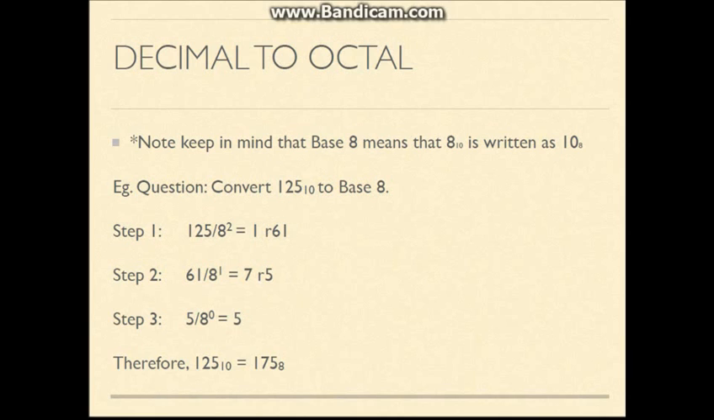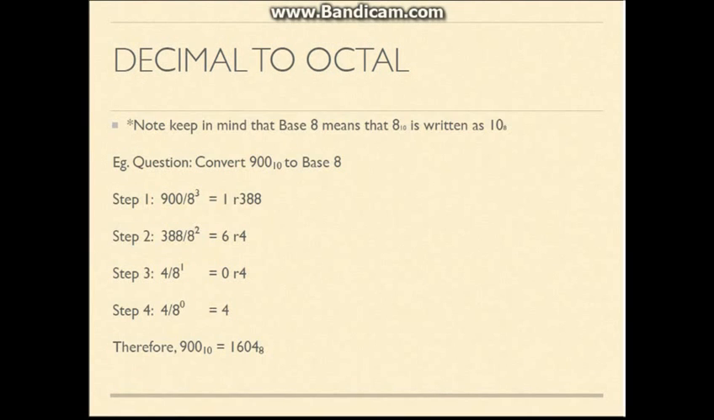Let's have a question, for example, convert 125 decimal to base 8. So the first step is always to take the highest possible power of 8 and take the number you're using and divide it by that. So get your quotient, and using the remainder, go for the next step. For the next step, use the next power of 8 and continue doing this until you get 8 to the power of 0. Then just take all your quotients and that's your answer, 175 base 8.